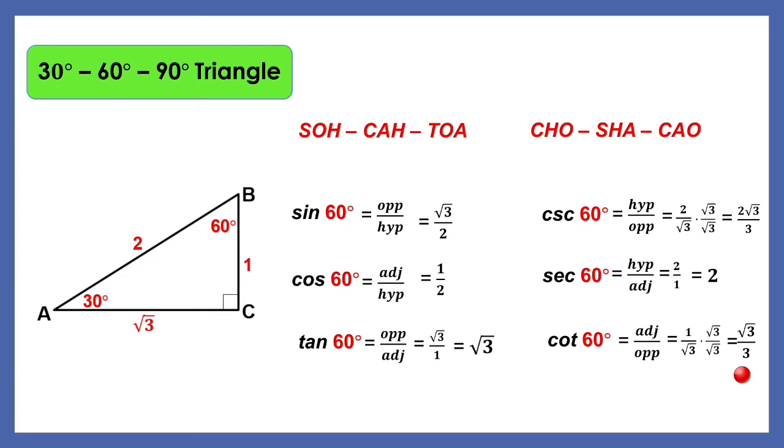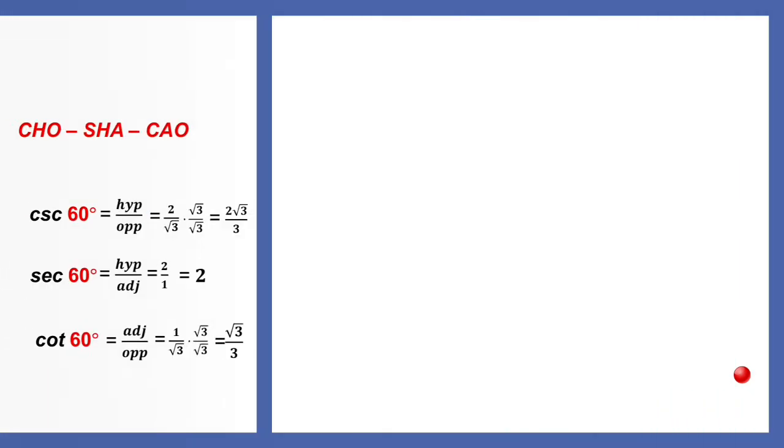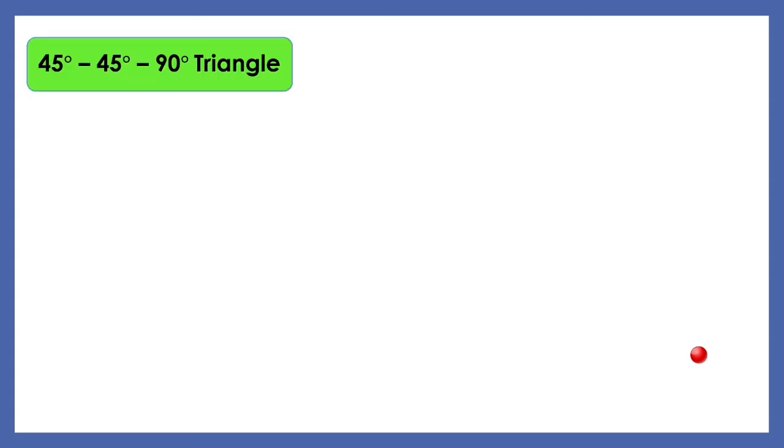Yan. Next naman is the special angle 45 degrees. Gagamit naman tayo ng ibang triangle. Let's find the trigonometric ratios of special angle 45 degrees. Gagamit tayo ng 45, 45, 90 degree triangle.